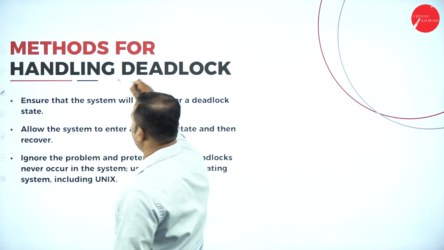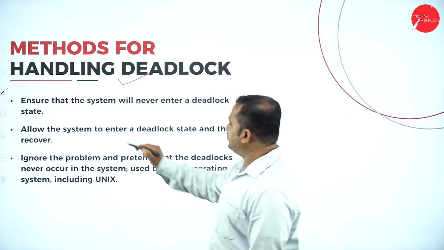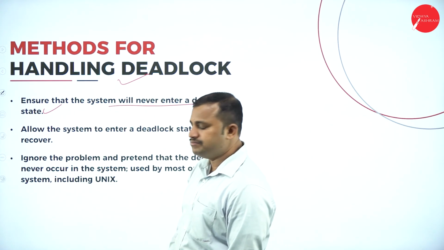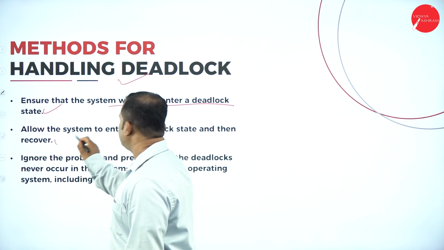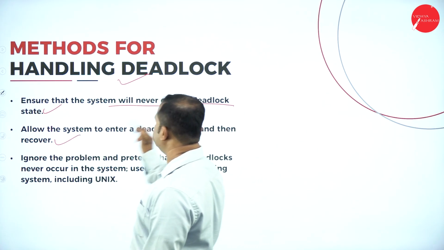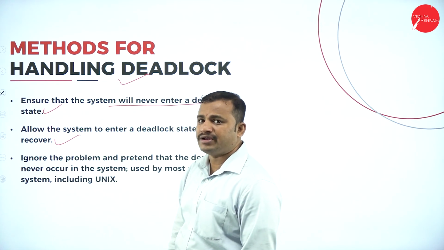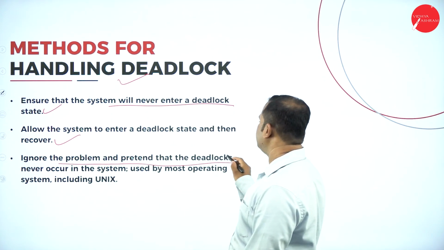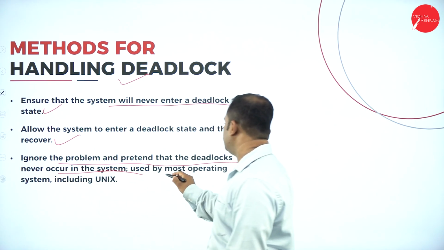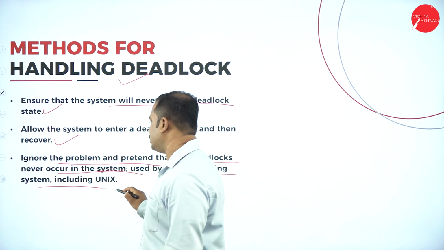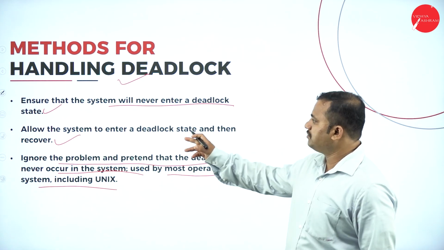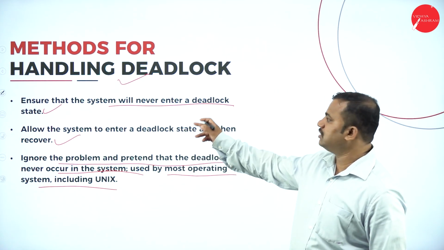Methods of handling deadlock. First, ensure that the system will never enter a deadlock state. How can I ensure that? By using some algorithms. Second, allow the system to enter a deadlock state and then recover from it. That means deadlock recovery algorithms are there. Third, ignore the problem and pretend that deadlocks never occur in the system, which is used by most operating systems like Unix. That means in Unix operating systems, deadlock is not handled at all. These are the 3 possibilities in which deadlocks are handled.